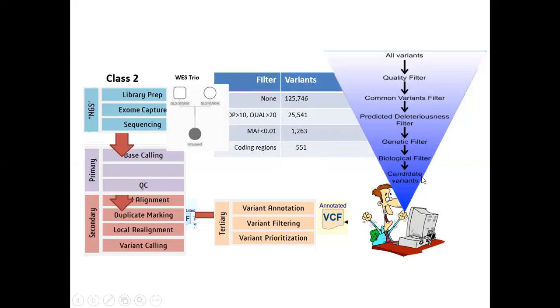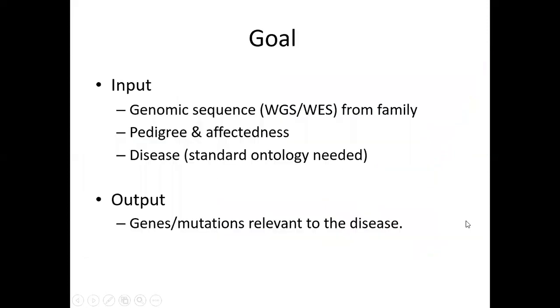So if you look at the workflow: all the variants, then the quality filter, then some common filters, and then the deleteriousness, whether the functional tools will predict it as pathogenic or non-pathogenic, meaning whether that impact will be high, modifier, or less. Then the genetic filter, biological filter, and the candidate variant. So this is how you have to look at your variants one by one. You cannot see everything together. One by one, you have to apply these filters.